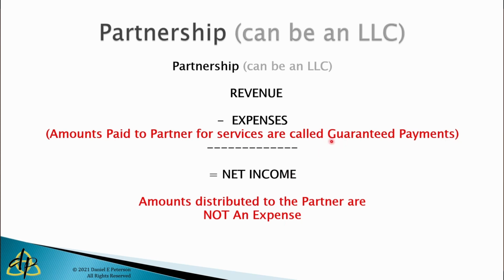Guaranteed payments are a situation where you might have a working partner and an investment partner, and that working partner says, look, I need a living wage because I'm working 40 to 80 hours in this business. I want to make sure that I can pay my bills at the family level, so I want a guaranteed amount to be paid to me for my services. Those are guaranteed payments. Typically, those are documented within the partnership agreement.